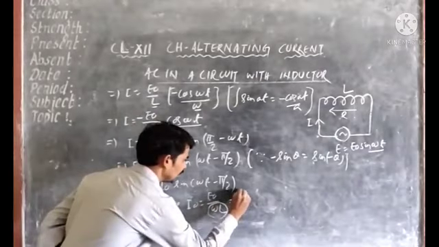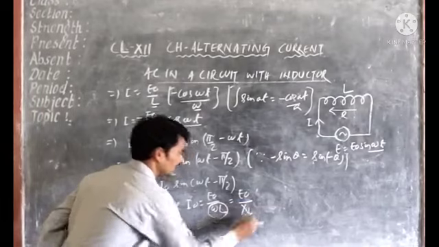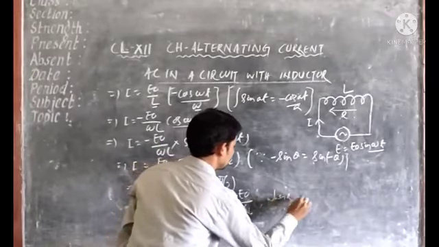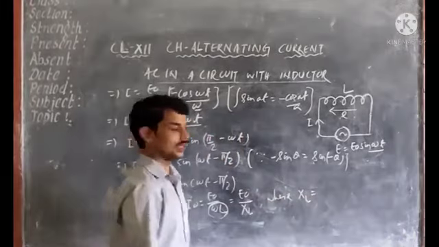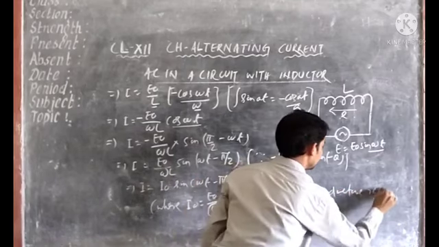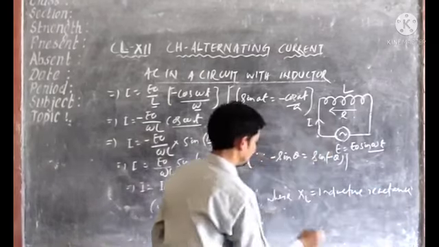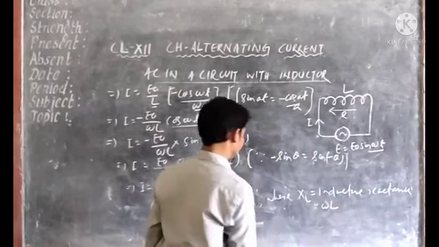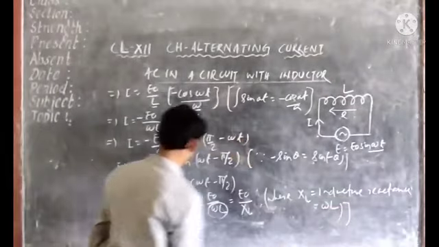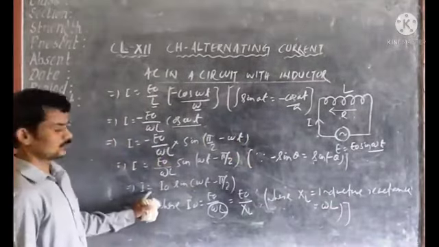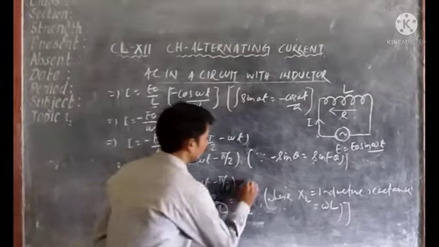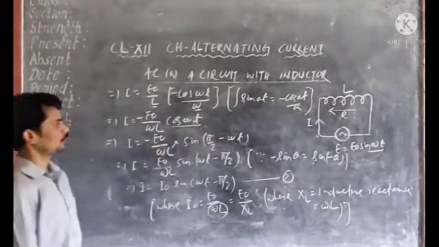So this can be written as I naught divided by X L, where X L is equal to inductive reactance, and this will be equal to omega L. Okay. Then this I equal to I naught sin omega t minus pi by 2. Let's take this as equation 2.